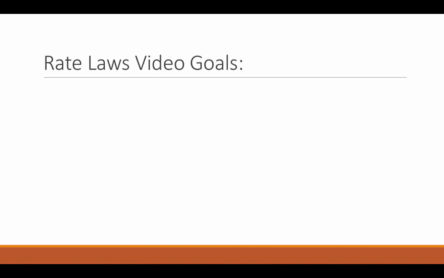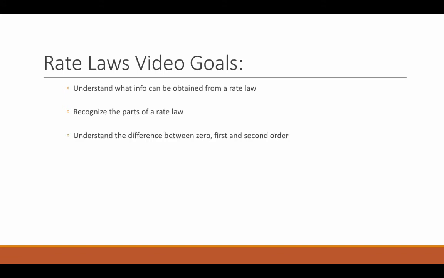That brings us to the end of this video. Let's review our goals. First, we looked at what information can be obtained from a rate law. Then, we learned how to recognize the parts of a rate law, including the rate constant and the orders of the reaction. And finally, we looked at the difference between 0, first, and second order reactants.